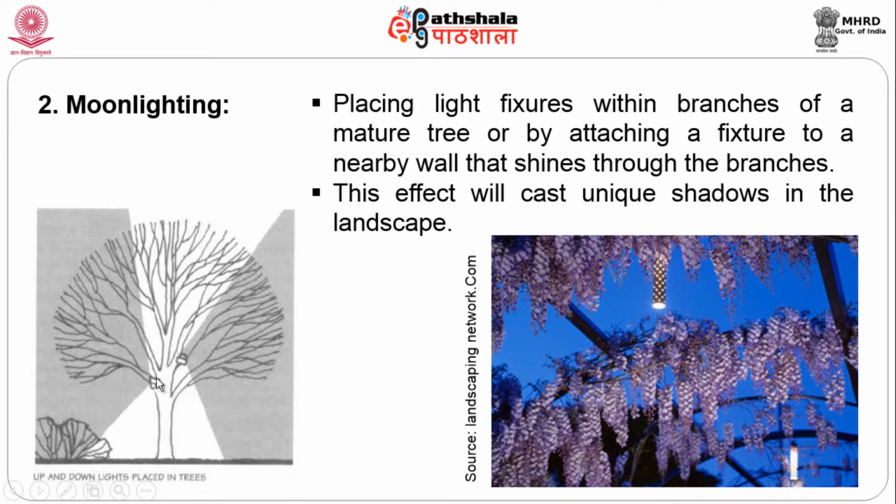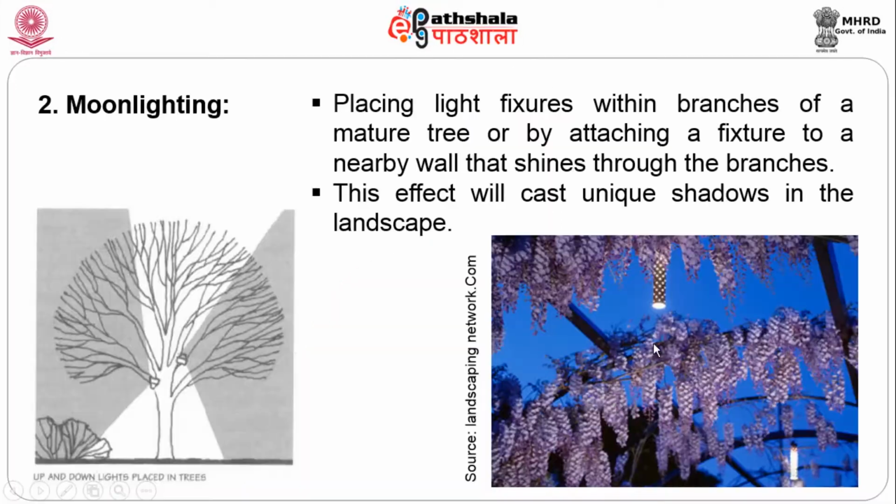There are two light sources, one is uplighting and one is downlighting. In a moonlight effect, the tree branches will have lots of light and shadow effect because of uplighting and downlighting. By placing light fixtures within the branches of the mature tree or by attaching a fixture to a nearby wall that shines through the branches, you get this moonlighting effect.